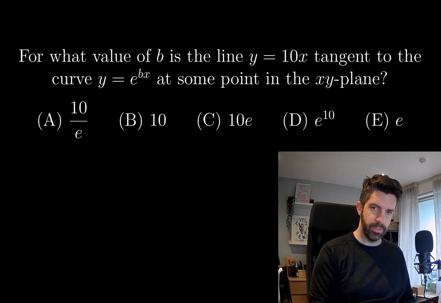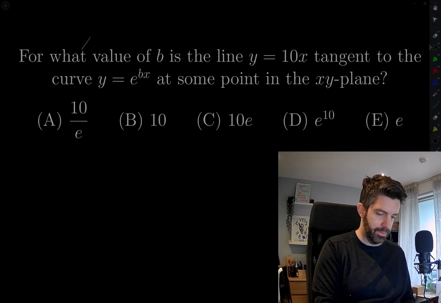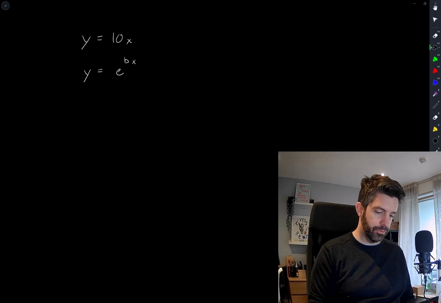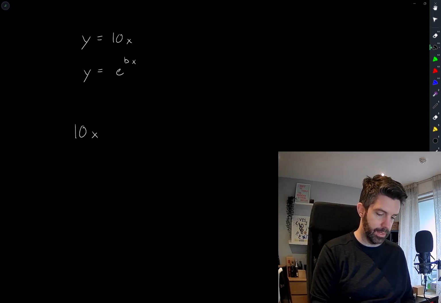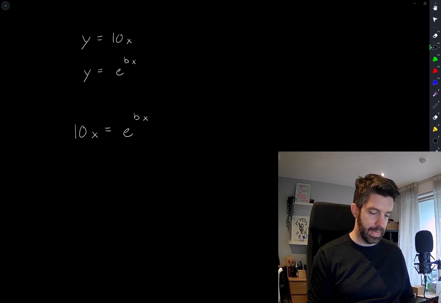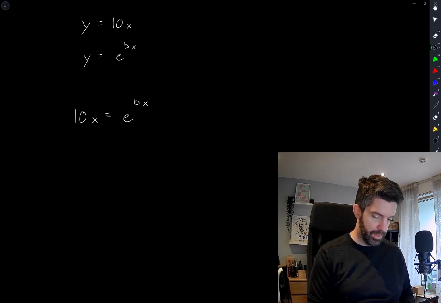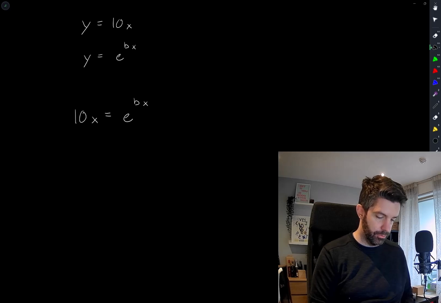So if we're tangent, let me write down the equation of the two functions we have here. If these two curves are tangent to each other, then this happens at a value of x when 10x is equal to e to the bx. But we also need the derivatives to be equal. So we need 10 to be equal to b e to the bx.